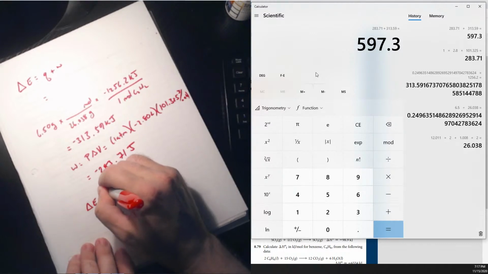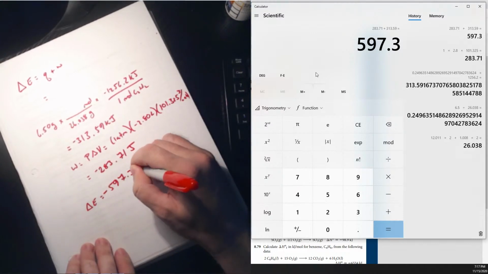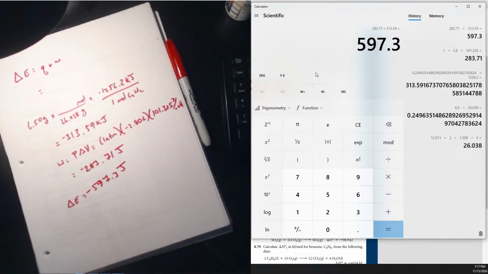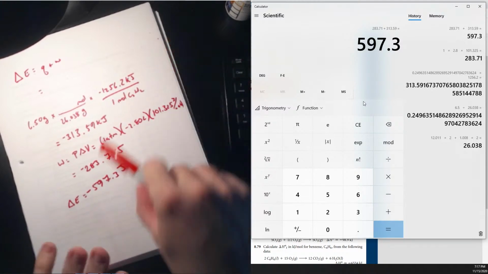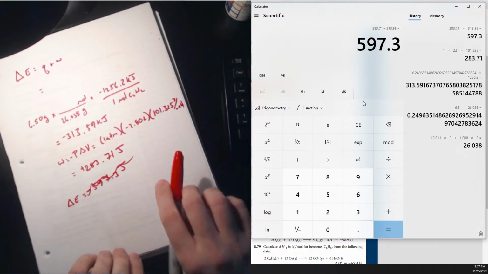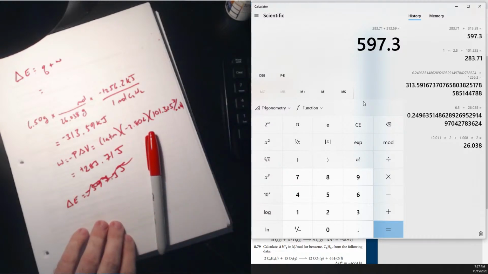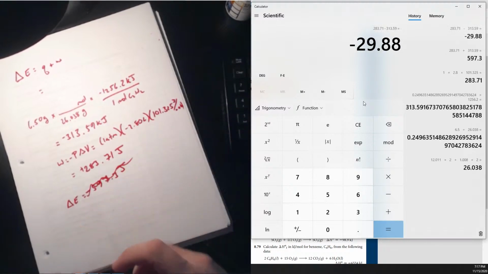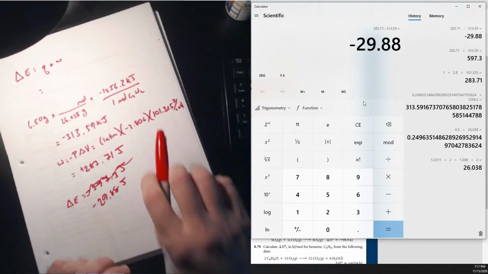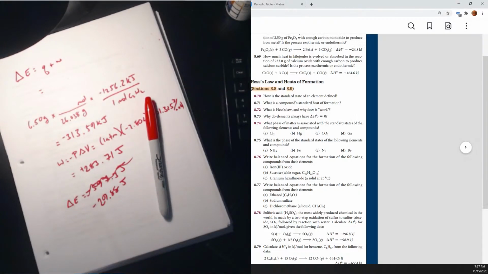So Q plus W is going to be that plus 313.59. Delta E is equal to negative 597.3 joules. Oh, no. Okay, so it's definitely not that. Work is a positive value, so it's going to be 283.71 minus 313.59. Delta E is actually negative 29.88 joules. Whew, that was close.